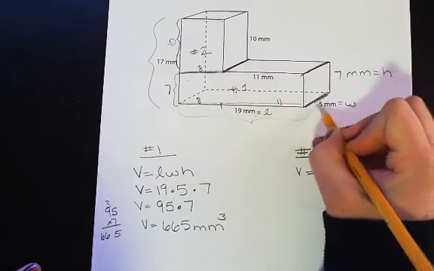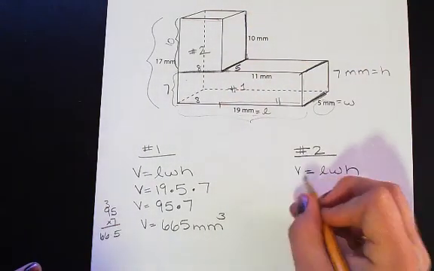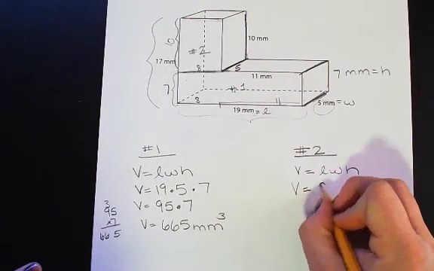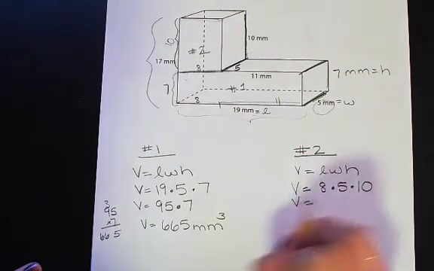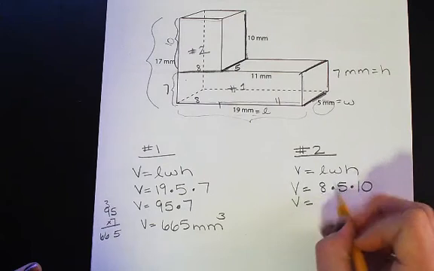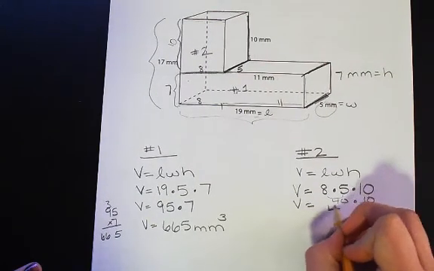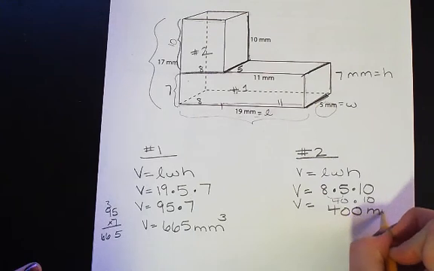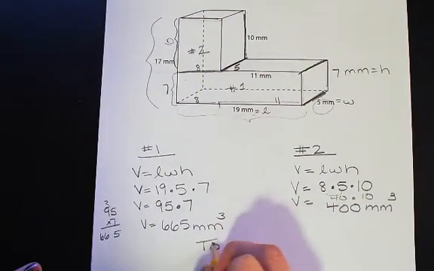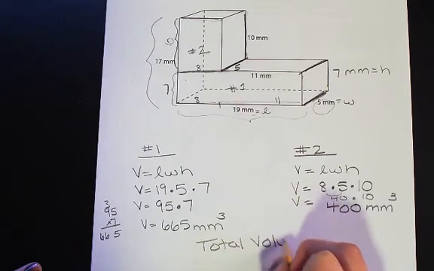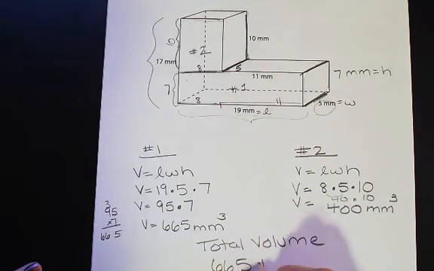I need this dimension right here, which is the same as this one. Not labeled, but it's the same as this one. So if this is 5, then this up here has to be 5, and then I can clearly see my height is 10. So volume is 8 by 5 by 10. I'm going to do 8 times 5. I know that's 40, so I have 40 multiplied by 10. So 40 times 10, I ended up with 400 millimeters cubed.